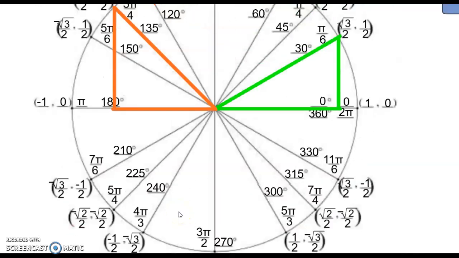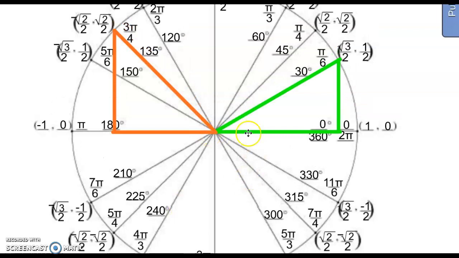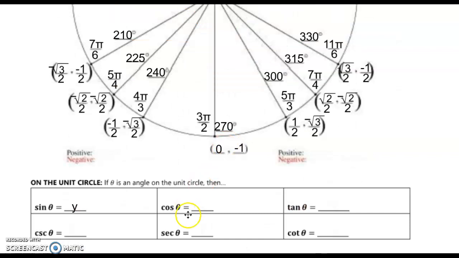Cosine, we learned, is adjacent over hypotenuse, and the adjacent side of all of these angles that are graphed on the unit circle is always going to be the horizontal distance, or the x-coordinate. Because the hypotenuse is 1, and anything divided by 1 stays itself, the cosine of any angle on the unit circle is always going to be the x-coordinate.